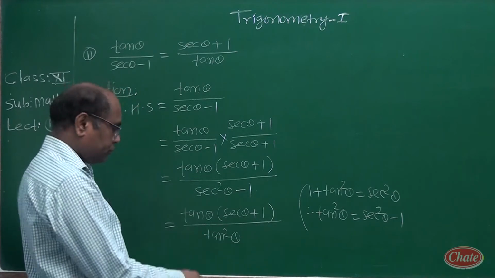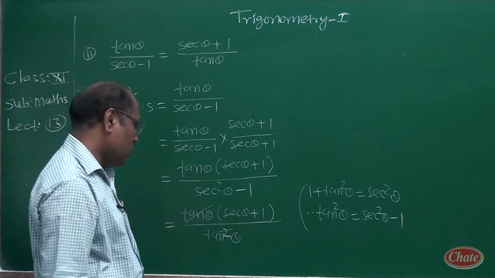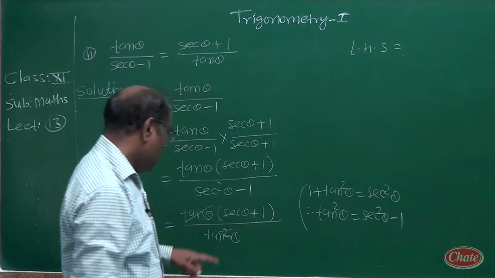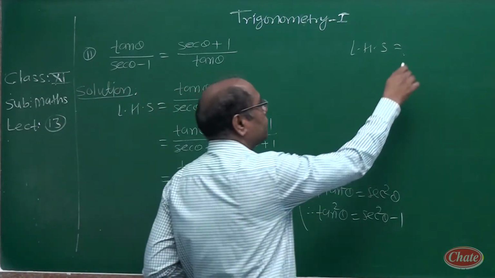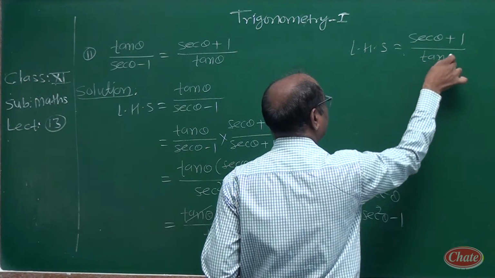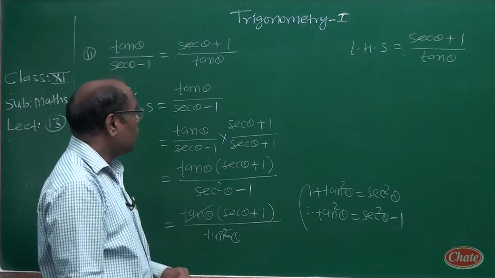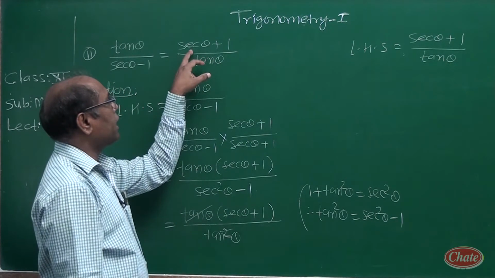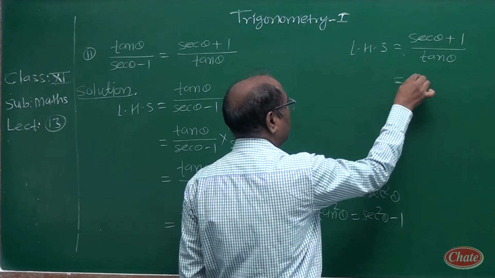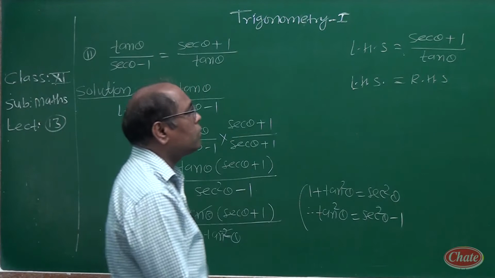Okay. Now here tan theta cancels, square gets cancelled. So therefore LHS is equal to, in the numerator we get sec theta plus 1 and the denominator is tan theta. Okay, 1 tan theta gets cancelled from numerator and denominator here. So that is nothing but the right hand side. What is the right hand side? Sec theta plus 1 upon tan theta, and so therefore that is equal to RHS. So LHS is equal to RHS.